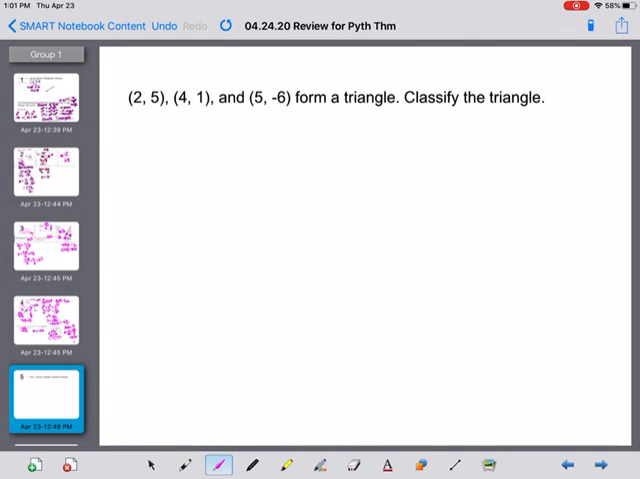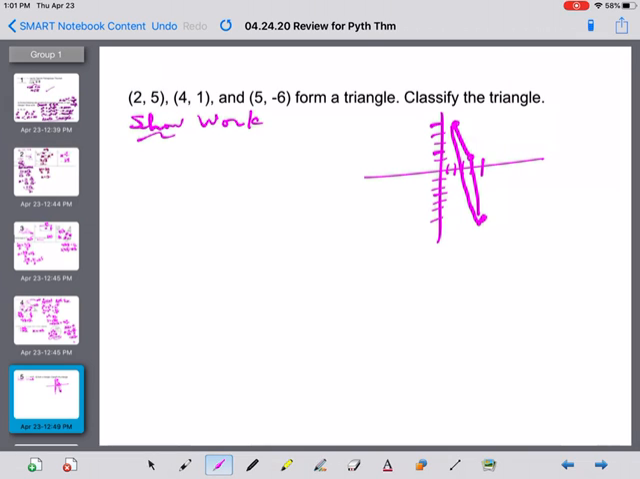So here we have 3 points that form a triangle. Classify the triangle. So you can sketch it. Let's go ahead and sketch it. (2, 5), (4, 1), (5, -6). So you can kind of tell from looking, but you have to show your work on the test.